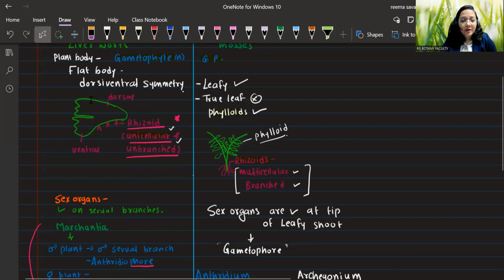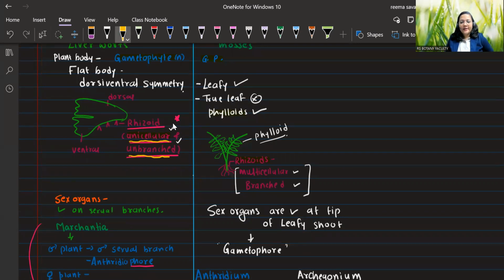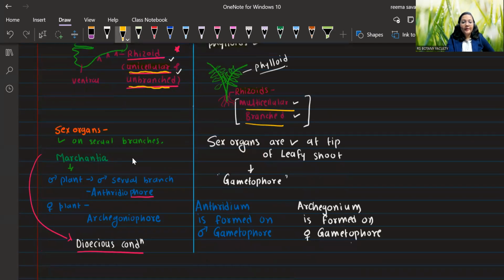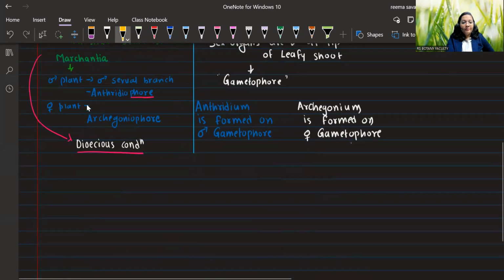See, in liverworts, there will be a dorsal surface, there will be a ventral surface, and on the ventral surface, rhizoids are there. But their rhizoids are what? Their rhizoids are unicellular and unbranched. Whereas in mosses, they have which type of rhizoid? Multicellular and branched.